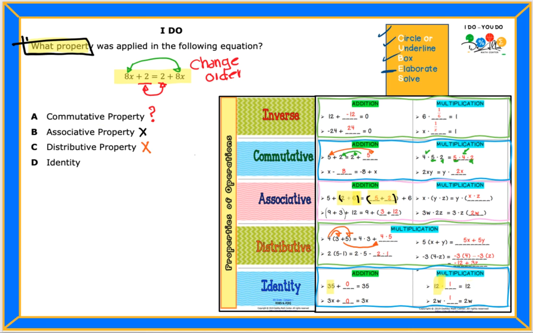This identity property is not what happened here. They're not multiplying by 1 or they're not adding a 0. This is not working. Our answer, it is definitely commutative property.